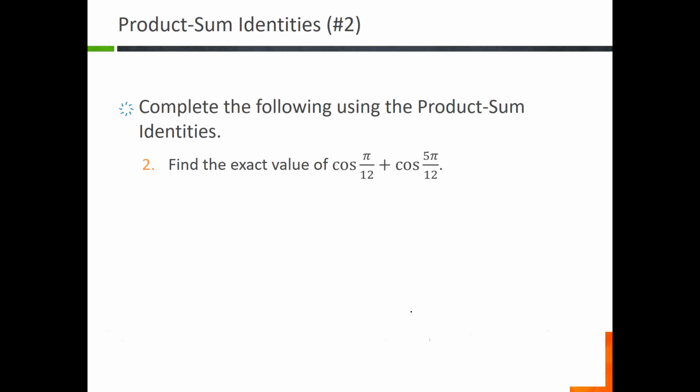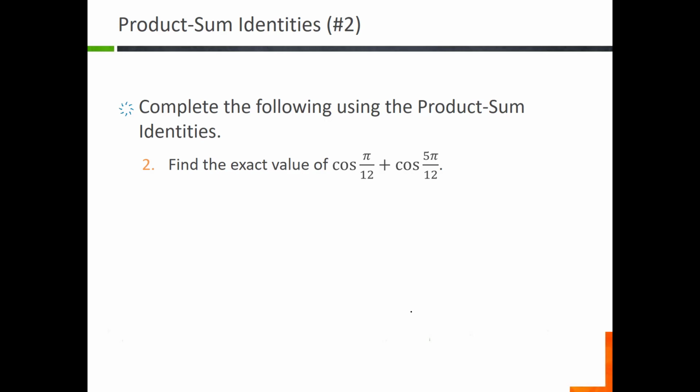All right, let's try another example. This time we're going to try and compute an actual value here. So we are trying to compute the cosine of pi over 12 plus the cosine of 5 pi over 12. Now, there are several ways we could do this.